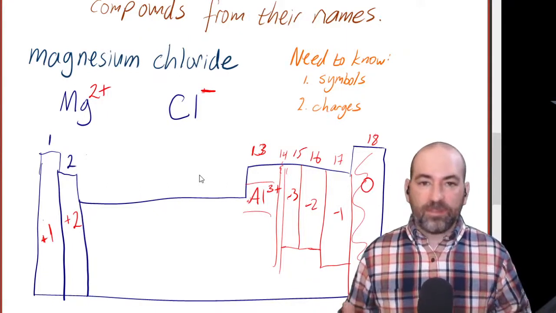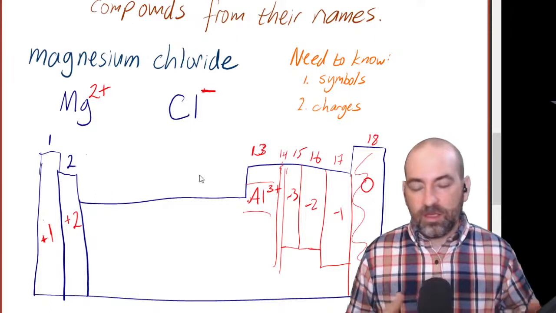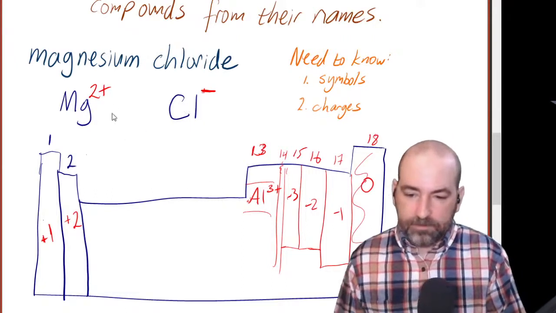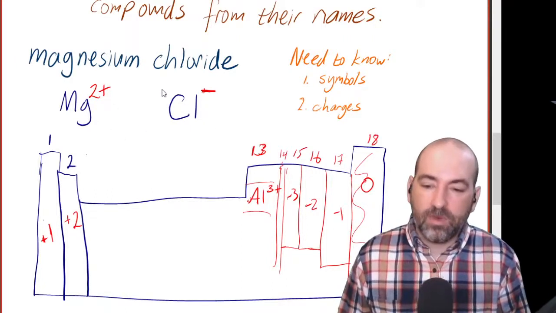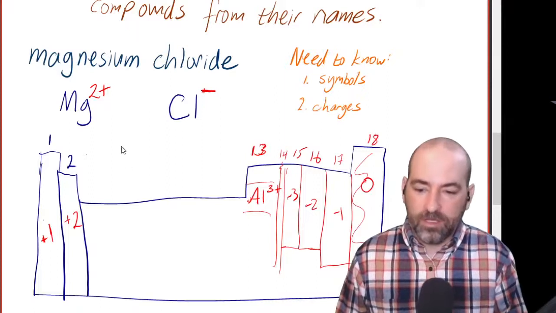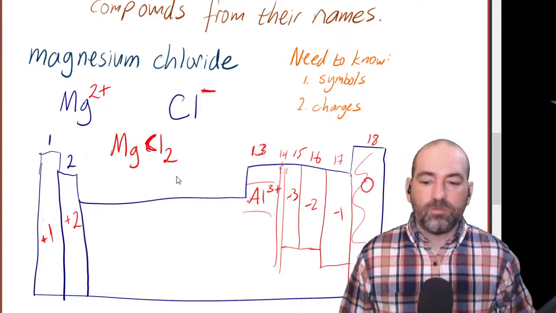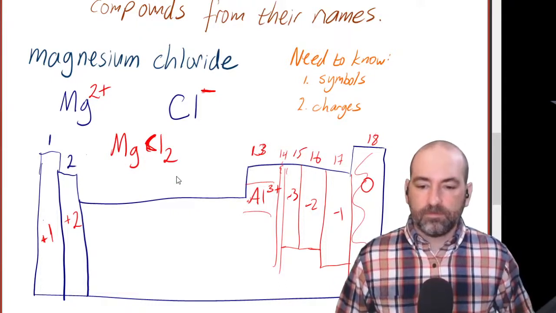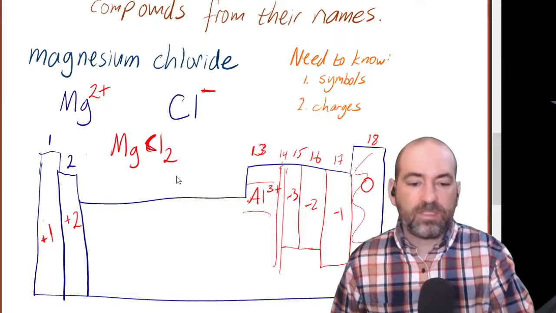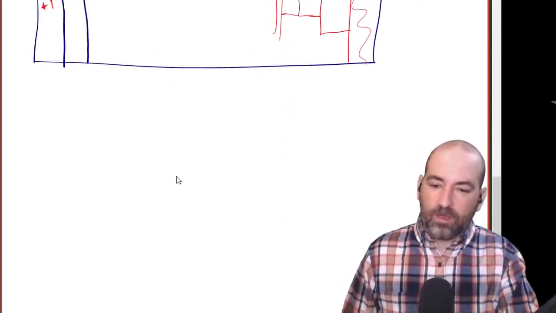And now all that's left is to put together a compound so that the charge is balanced. And to do that, we need 2 of the -1s to balance the +2. And so our compound looks like MgCl2. Okay, so that's how we find that type of compound. Let's try another example.